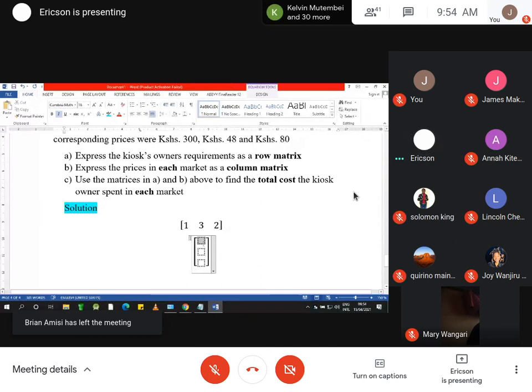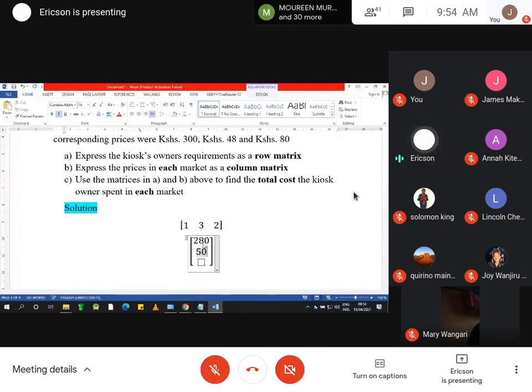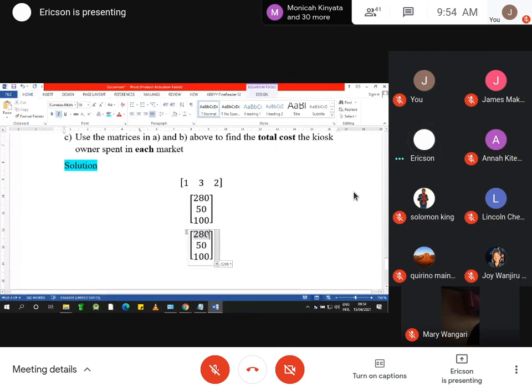The first, the prices, we're starting with the price of, this will be 280. Then you go 50. And then we have 100. That's for Uhuru market. For Harambe market, this will change to 300, then you have 48 and 80. Basically, we have expressed the prices in form of column matrix. The first one here for Uhuru market, the second one for Harambe market.